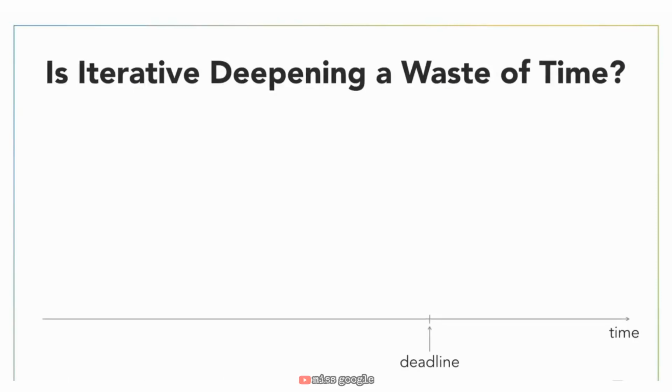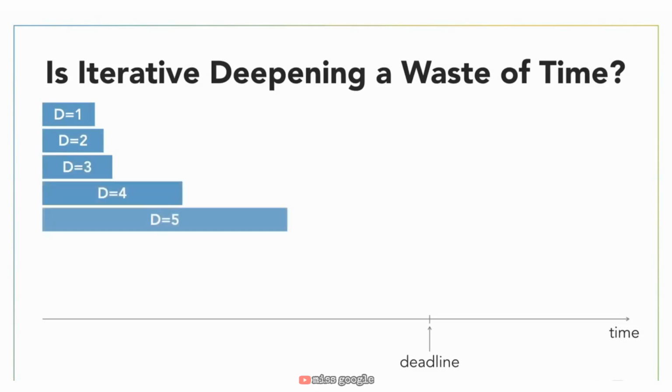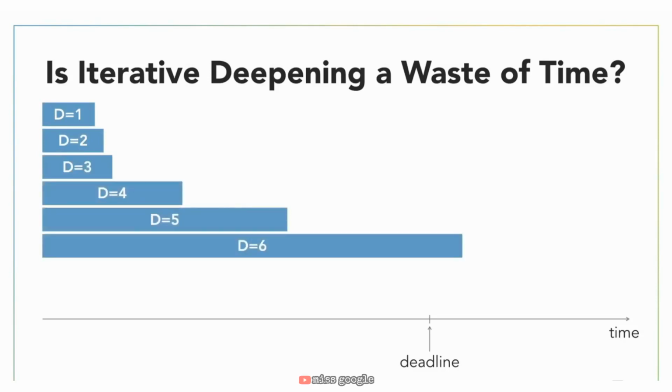Suppose we have this deadline where the horizontal axis is time. Now suppose that computing a tree of depth 1 takes this long, a tree of depth 2 takes this long, and so on for depths 3, 4, 5, and 6. Remember that we don't know this in advance, but notice that a tree of depth 5 could be very well computed in the allotted time. However, depth 6 would take longer, so it's not an option.